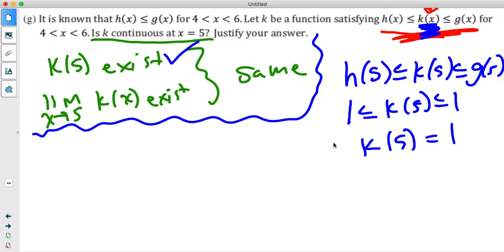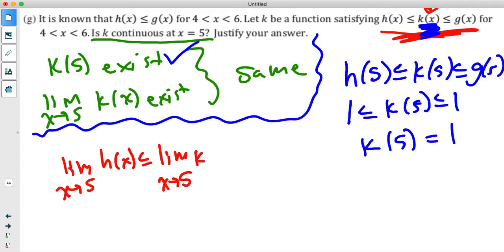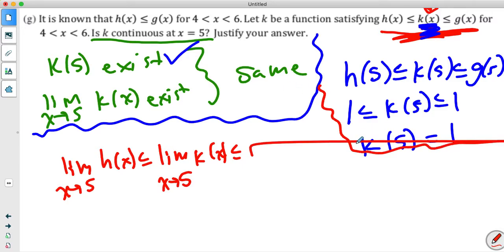The second part that we have to do is where we actually involve the squeeze theorem. So the limit as x approaches 5 of, what's the left one? h of x. Let me switch this up because I don't want it to all run together. I'm rewriting the same thing, I'm just going to use red. The limit as x approaches 5 of h of x is less than or equal to the limit. Basically, just applying the limit to all 3 functions should show the same thing, and we're still trying to get to 1.